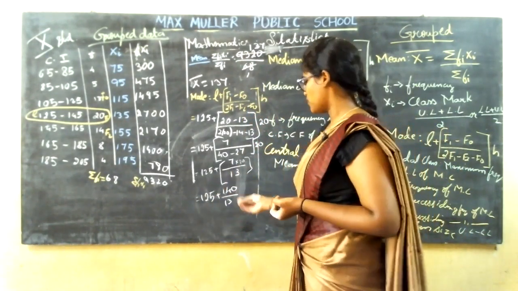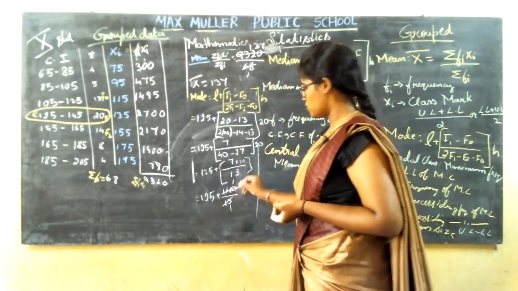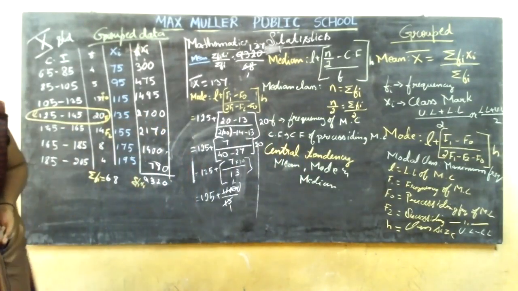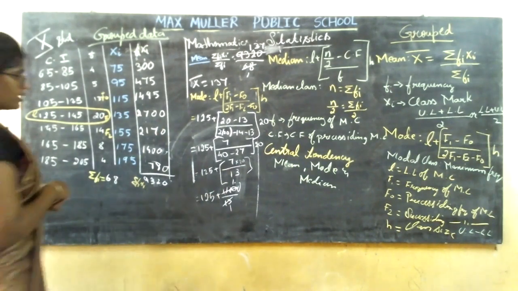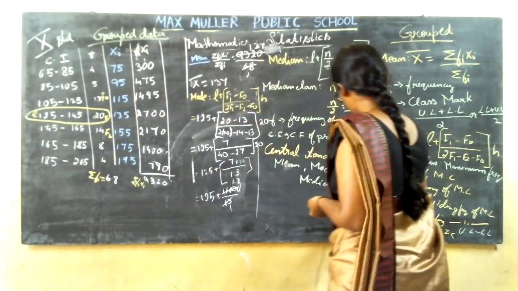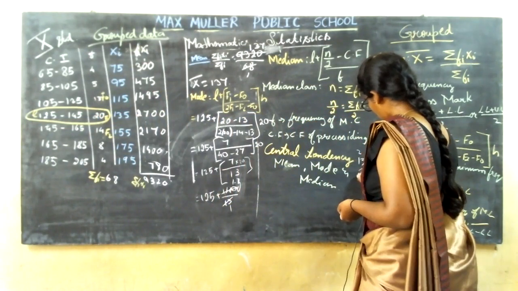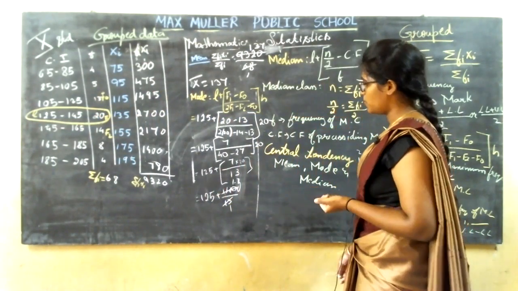If it is not required, you can cancel it here itself. 13 ones are 13. You will be left with 10. 10 does not go, so you will put a point. It is 100. So 13 how much are? 13 sevens are 91, and you will be left with 9.